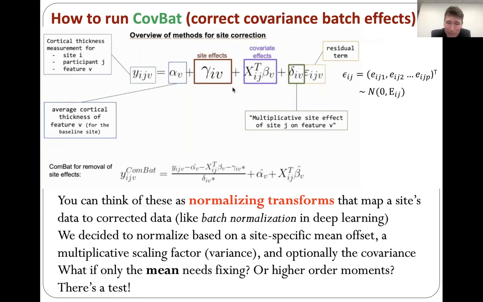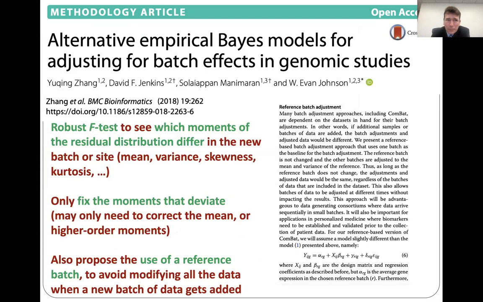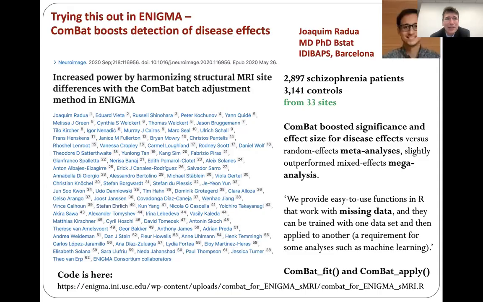And you can shift the site's data, its mean, its covariance, and maybe only the mean needs fixing or higher order moments. And to find out, there is actually a test. So this paper, it was very interesting, proposes a robust F-test to see which moments of the residual distribution differ at a new batch or site. It could be the mean or the variance, it could be higher order moments. And then it fixes the moments that deviate. And they also, in this paper, propose the use of a reference batch so that you don't have to correct all the data all over again when new batches get added.